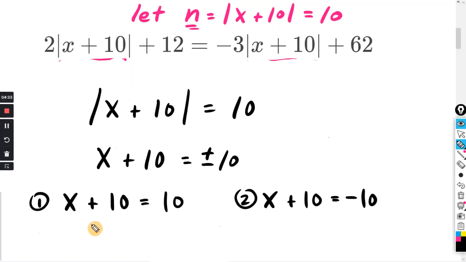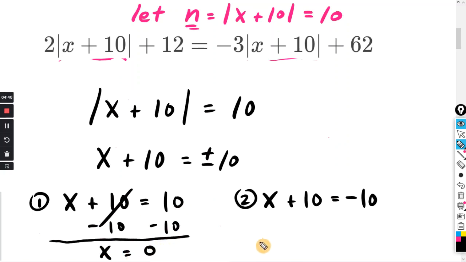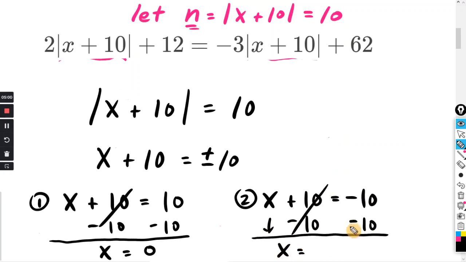All right, now it's easy, solving for x. Minus 10 on both sides. 10 minus 10 cancels. Bring down your x. 10 minus 10 is 0. Okay, so that's one answer. Over here, the opposite of positive 10 is negative 10. 10 minus 10 is gone. Bring down the x. Negative 10 minus 10 is negative 20. All right, so x equals 0 and x equals negative 20. We have two answers.